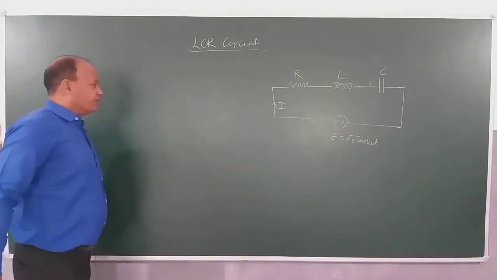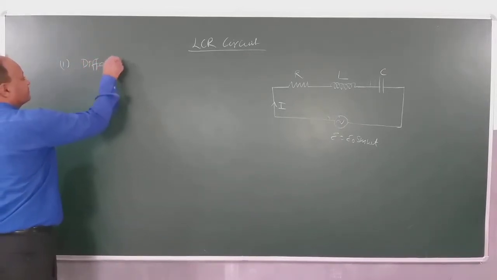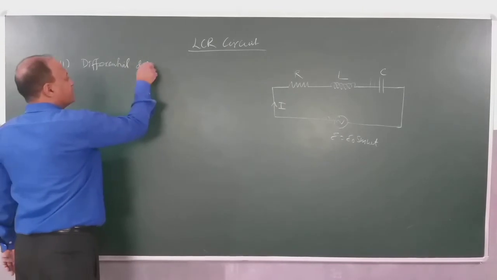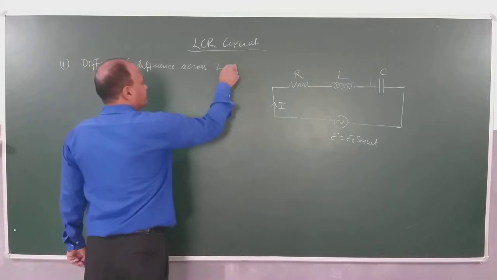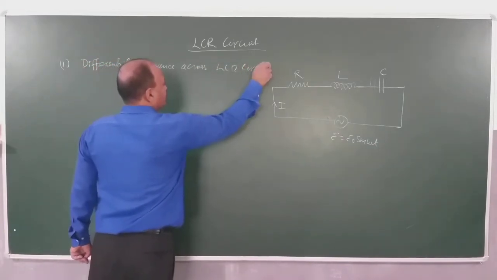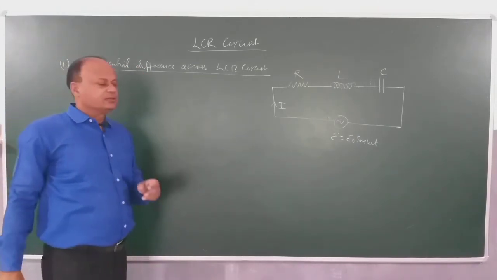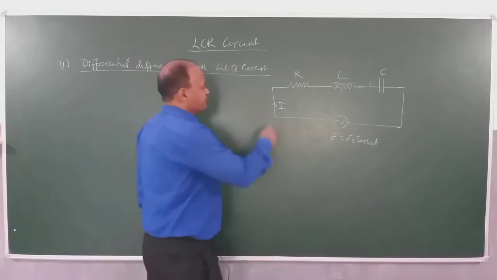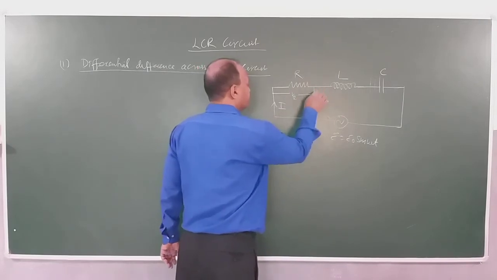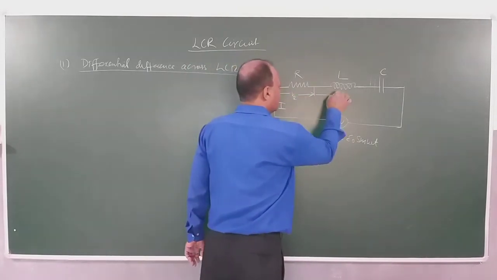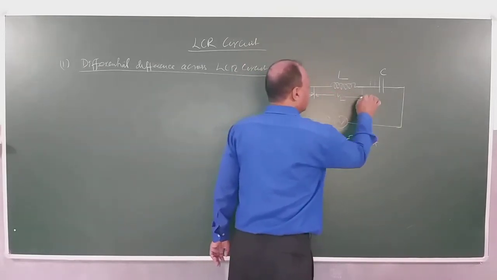So let's begin. First thing you are going to do is find the potential difference across the LCR circuit. We are going to find out what is the potential difference across the LCR circuit. Let's see a typical scenario. Suppose the potential difference across resistance is VR, potential difference across inductance is VL, and potential difference across capacitance is VC.